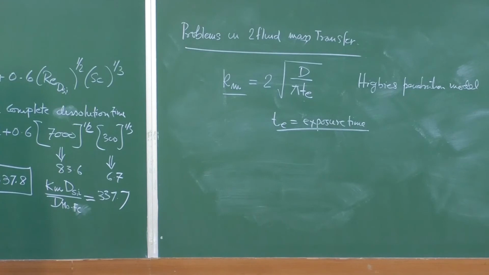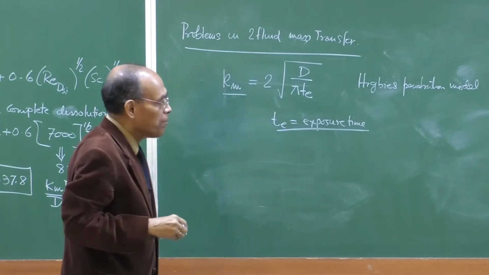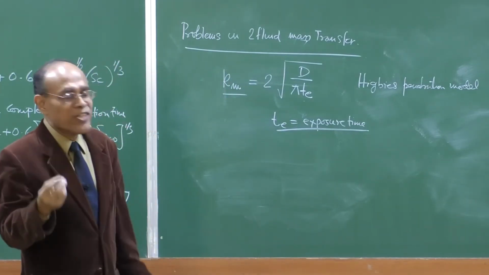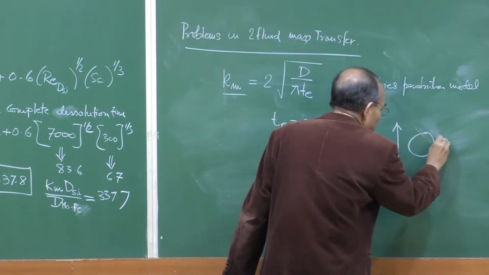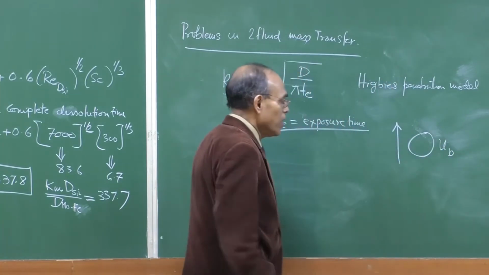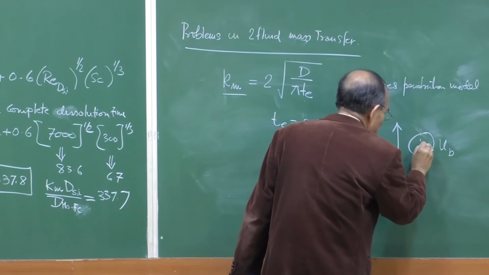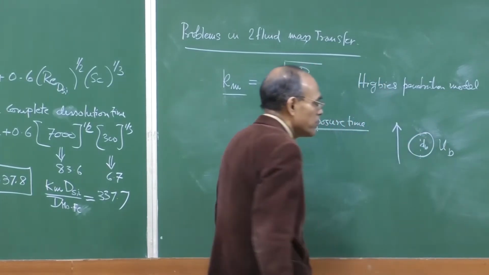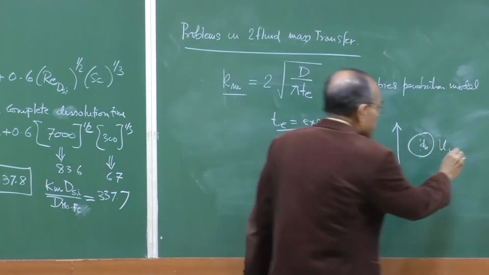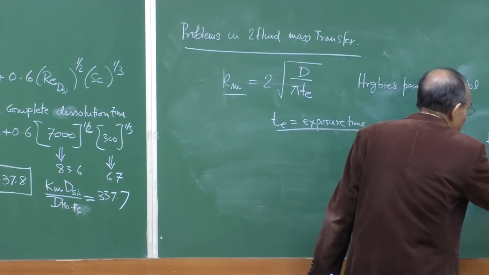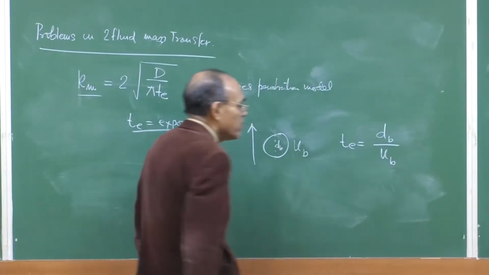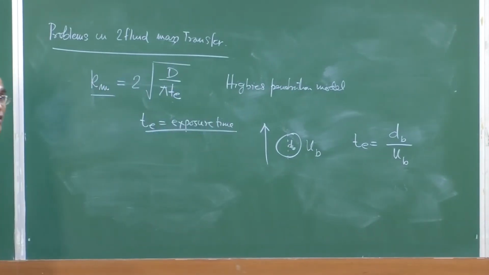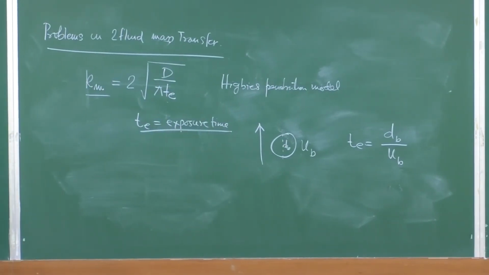This exposure time, for example, suppose in a two fluid mass transfer case, a bubble is rising through a liquid with a velocity of u_b. If the diameter of the bubble is d_B, then the exposure time is given by d_B by u_b. Diameter of the bubble in centimeter, u_b in centimeter per second, so t_e is equal to d_B over u_b.